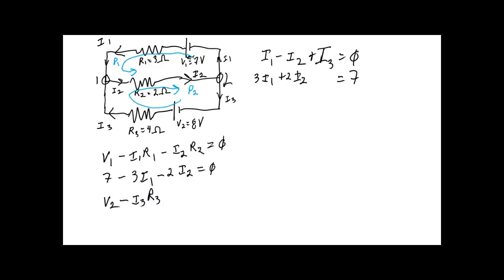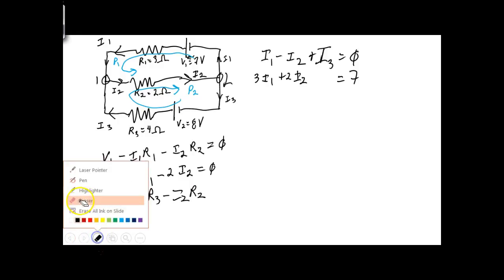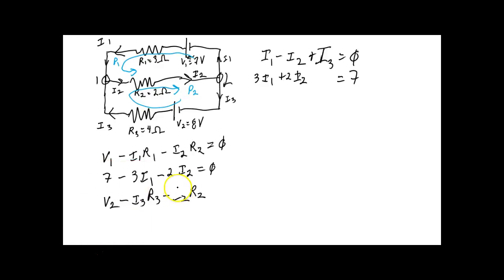Okay. Follow the path. What do you get? Minus I2 R2. Sorry about that. Okay. And you're back where you started, so that's 0.